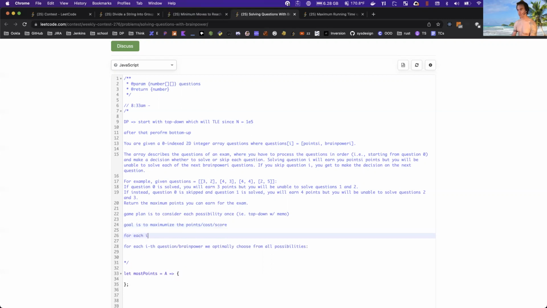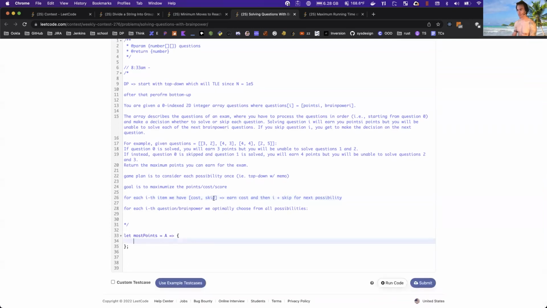Okay, so for each item, we have points and then skip. Do cost and skip, because those are nice four-letter things, right? So earn, cost, and then skip. Next. Our next possibility built upon that. Okay, that's pretty much the game plan. Let's start coding it. Okay, 8:33 to 8:36. About 3 minutes to come up with a game plan. Let's start the implementation.